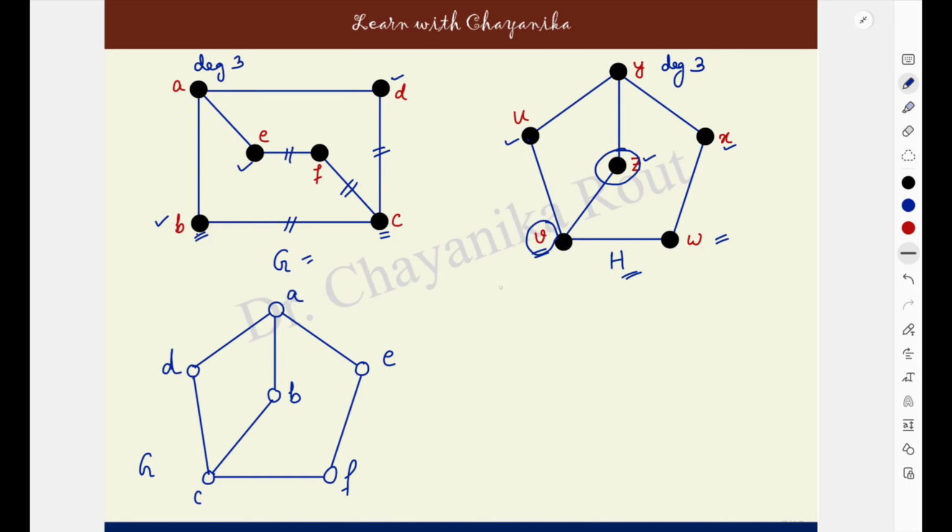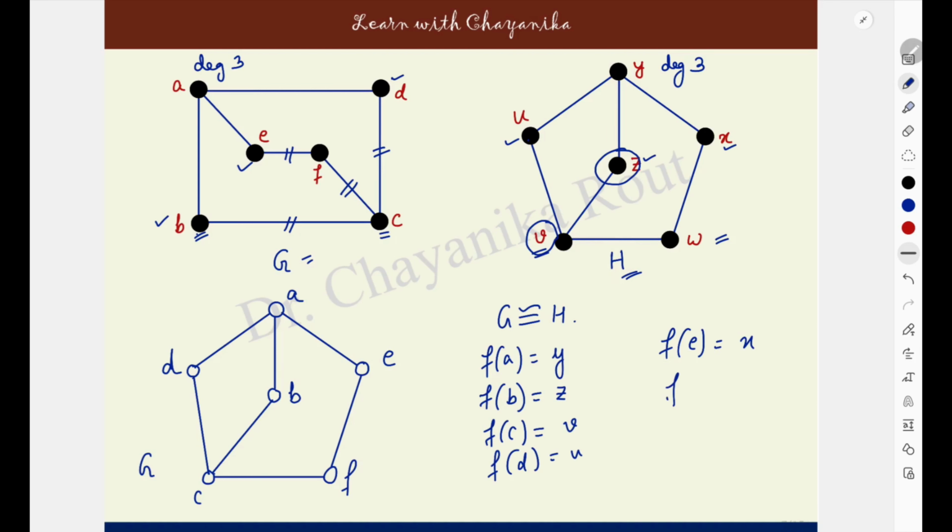That means G and H are isomorphic graphs, and the corresponding isomorphism would be the vertex A has the image Y in H, B is mapped to Z, C has image V, D has image U, E is mapped to X, and the vertex F is mapped to W. This is the isomorphism. G and H are isomorphic graphs.